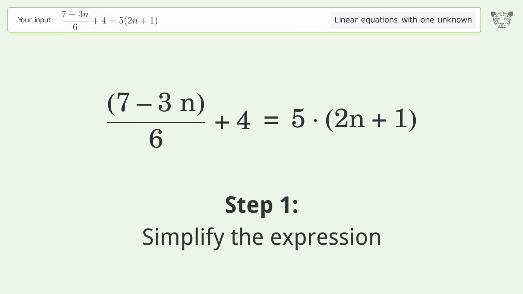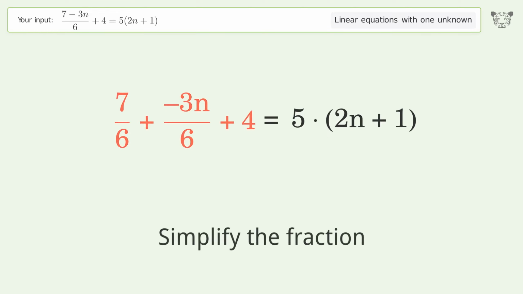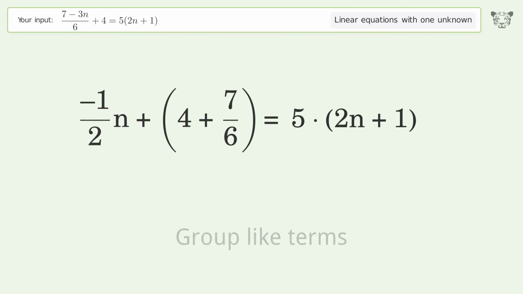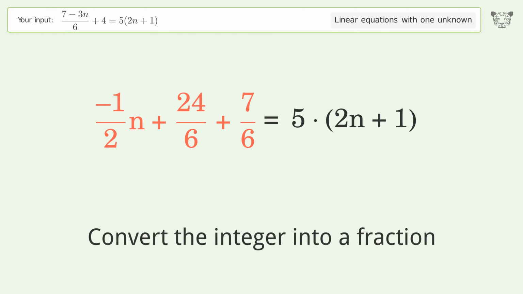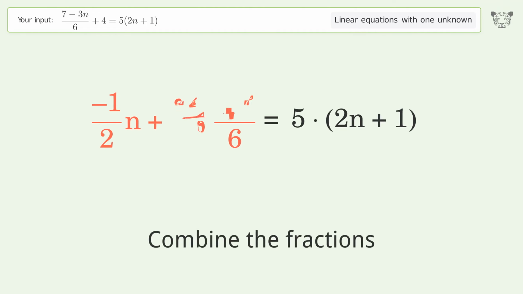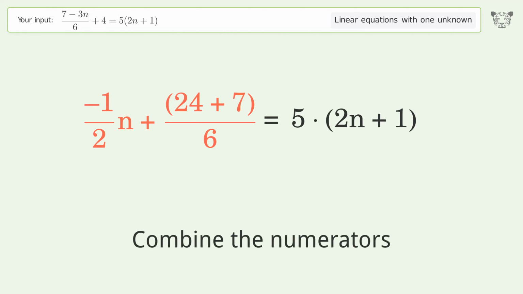Simplify the expression. Break up the fraction. Simplify the fraction. Group like terms. Convert the integer into a fraction. Combine the fractions. Combine the numerators.